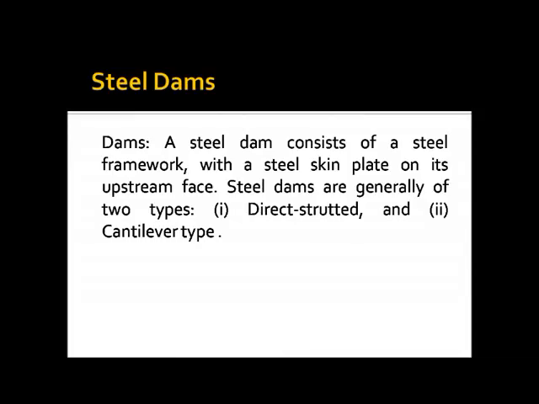Steel dam. Steel dams are made out of steel plates. There are two types of steel dams: the direct structured and the cantilever type. So these are the two types of steel dams. But unfortunately, now steel dams are becoming obsolete. They're not very practical, the main reason being that they start corroding. Because of that, steel dams are not usually used, and also because of the higher cost of a steel dam.